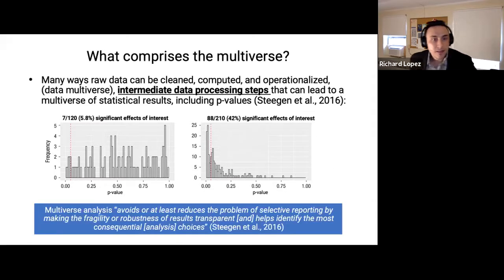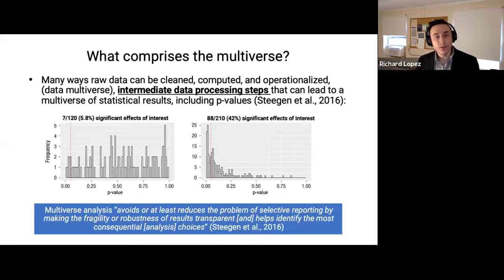And Steegen and colleagues say also that multiverse analysis, its utility is that it helps avoid, or at least reduces, the problem of selective reporting by making the fragility or the robustness of results transparent. And this can help identify the most consequential analysis choices, right?